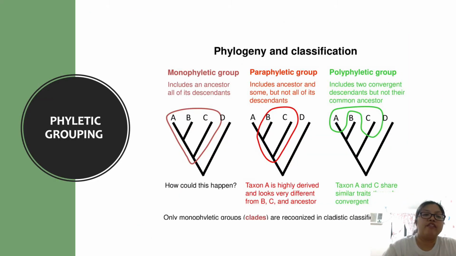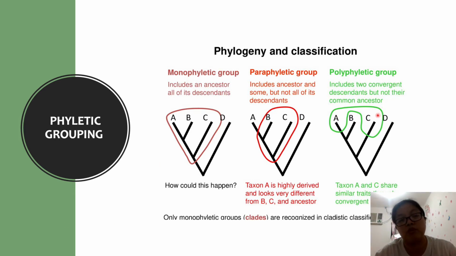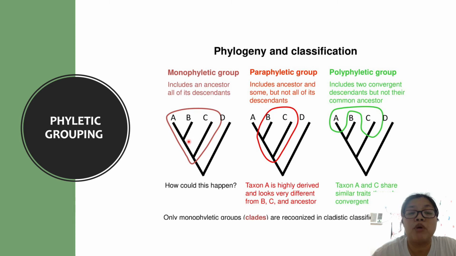Now, we have what we call the phyletic grouping. So, marami itong questions sa inyong learning guide or sa inyong formative assessment about monophyletic, paraphyletic, and polyphyletic grouping. When we say monophyletic grouping, this includes the ancestor and all its descendants. For example, here we have a monophyletic grouping here, monophyletic grouping here, and monophyletic grouping here.